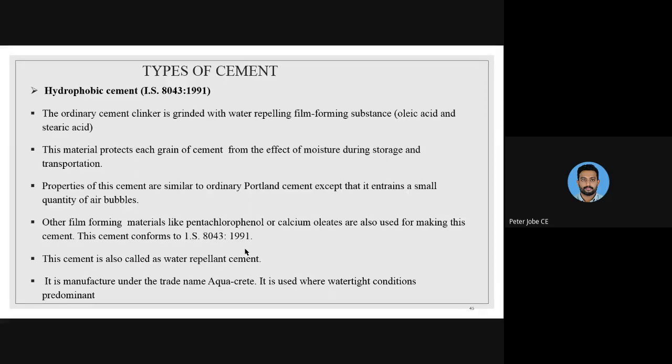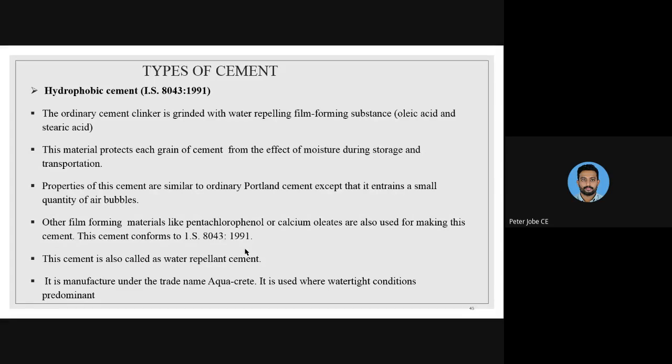So ordinary cement clinker is grinded with a water-repelling, film-forming substance, might be some oleic acid or stearic acid, etc. This material protects each grain of cement from the effect of moisture during storage and transportation. Properties of this cement are similar to ordinary Portland cement, except that it contains a small quantity of air bubbles, since each grain of cement is coated with this kind of hydrophobic material. Other film-forming materials like pentachlorophenol or calcium oleates are also used for making this cement.